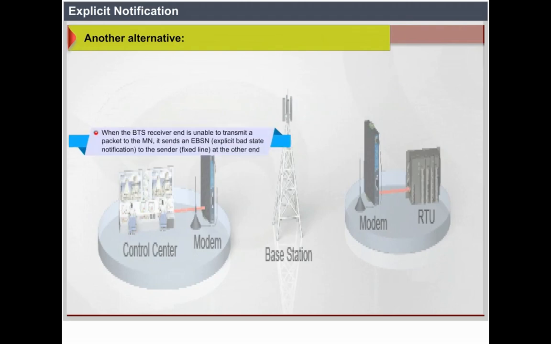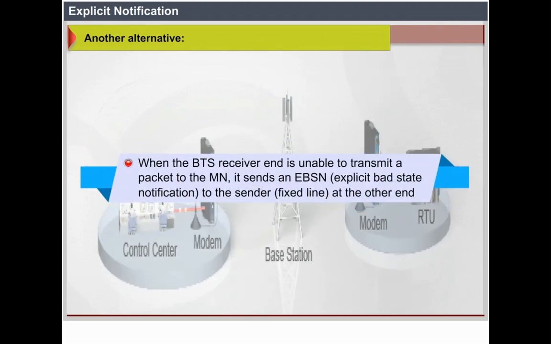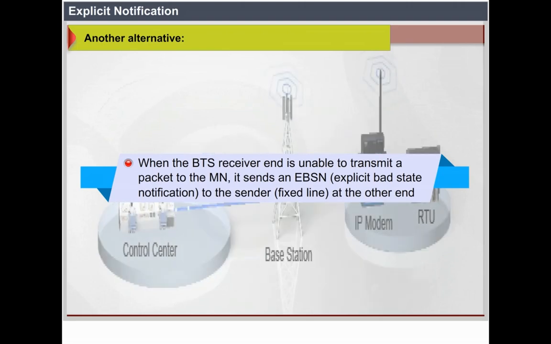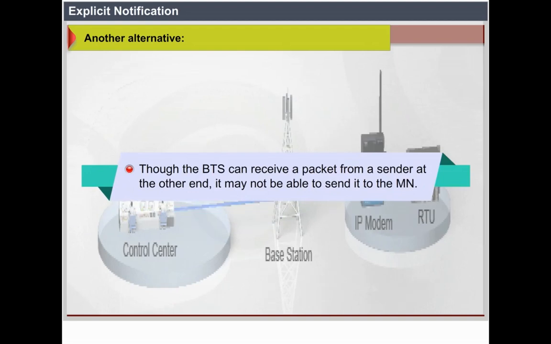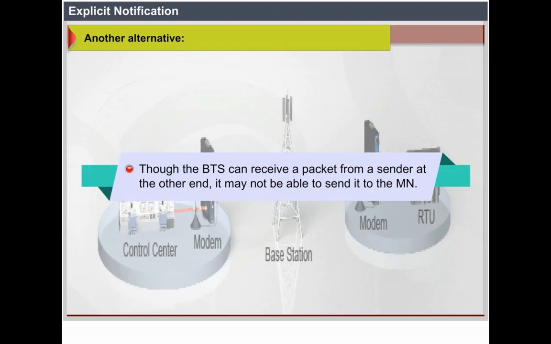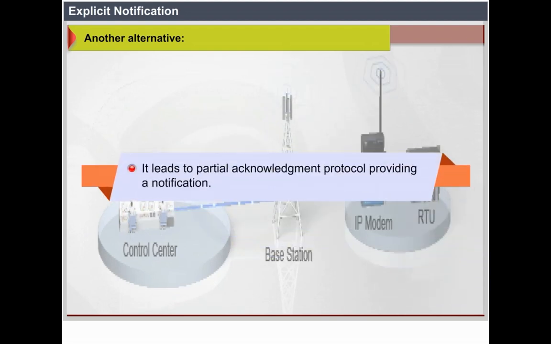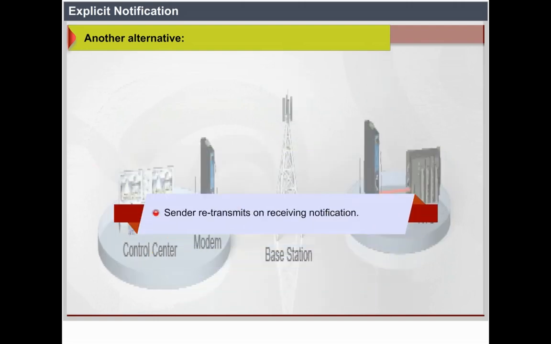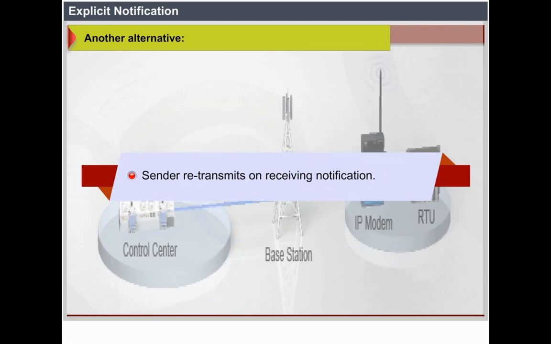Another alternative. When the BTS receiver end is not able to transmit a packet to the MN, it sends an EBSN, explicit bad state notification, to the sender fixed line at the other end. The BTS can receive a packet from a sender at the other end, but may not be able to send it to the MN. Then, partial acknowledgement protocol provides for a notification. The sender retransmits on receiving the notification.